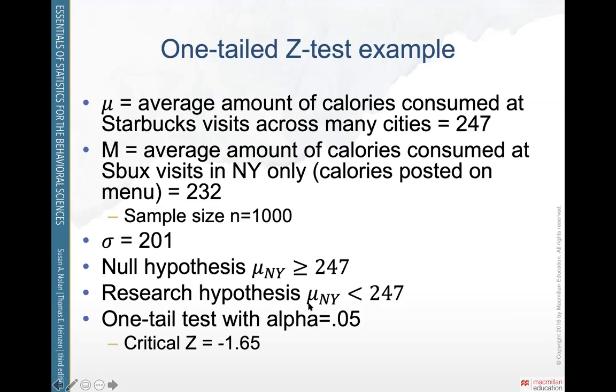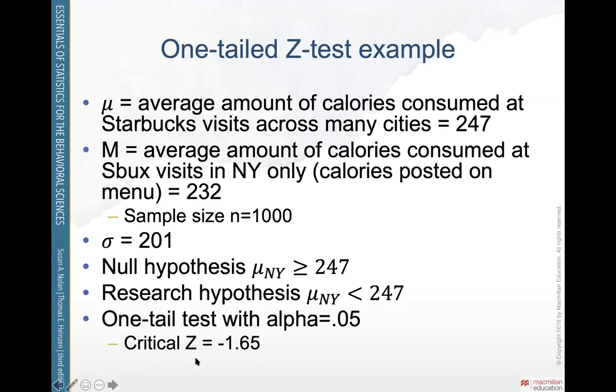And once again, with our research hypothesis, we're predicting that the only thing that could possibly happen is that when people know the amount of calories on the menu, that could only decrease the amount of calories that they end up eating. So our alternative or research hypothesis is that the average amount of calories that people in New York consume is less than 247. So we're doing a one-tailed test. Our alpha equals 0.05. And so now our critical Z is going to be negative 1.65. This is just something to memorize. If we use this critical Z, if you look up negative 1.65 on the Z table, there's going to be 5% of the area.